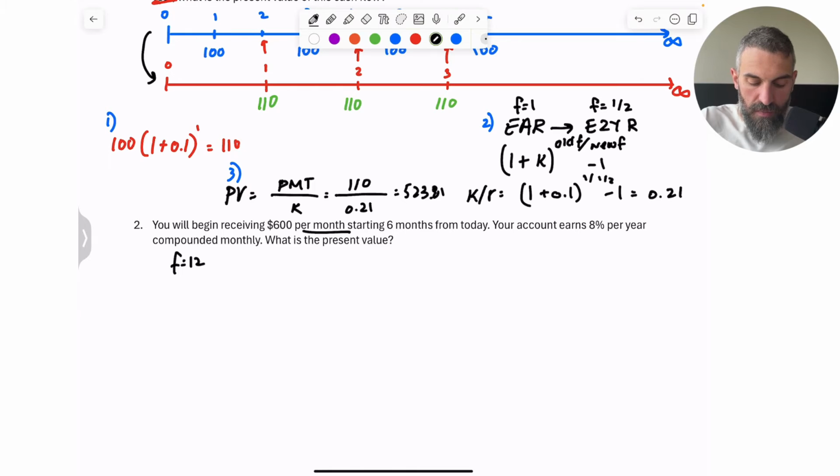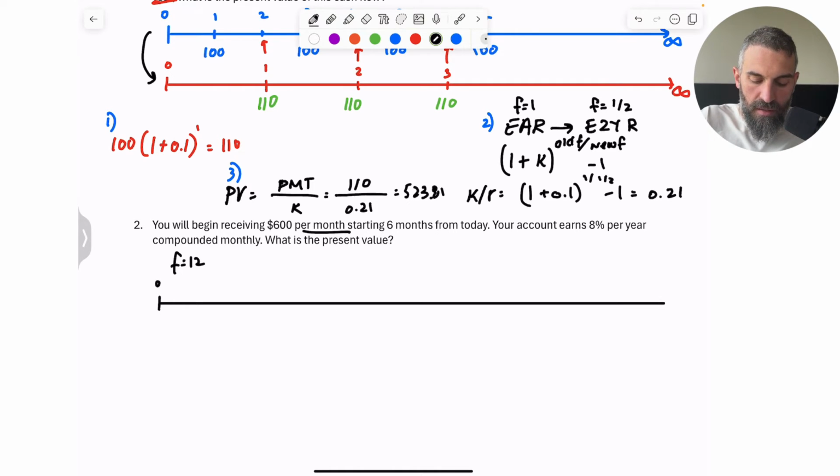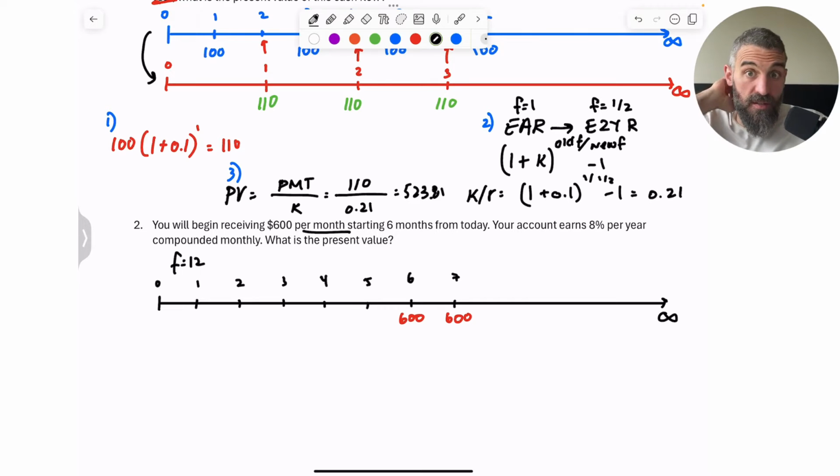6 months from today. So here's the thing. Here our periods are monthly. And in the first month, there's nothing. In fact, in the first 6 months, in the first 5 months, there's nothing. And then the first $600 payment is 6 months from today. So you see, you have here, again, a perpetuity, right? It doesn't say it's ever going to stop, but it starts in 6 periods.